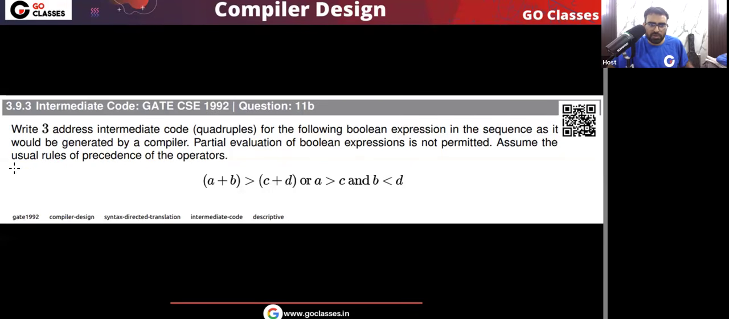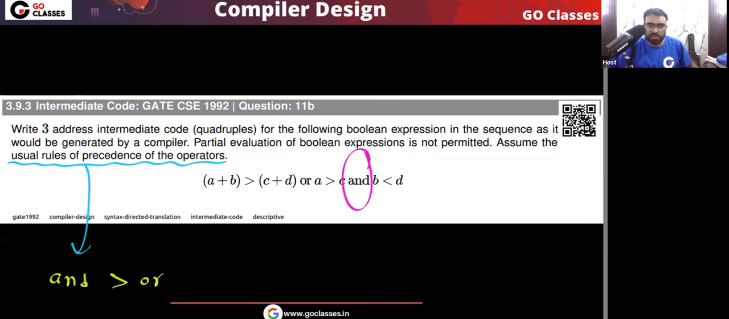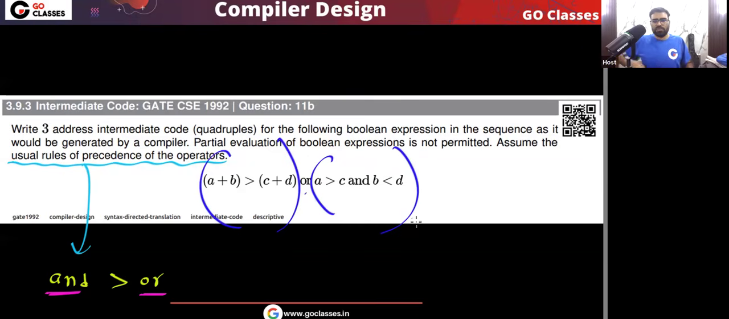So what does this line mean? Usual rules of precedence of operators. We already know that the AND operator has more priority than the OR operator. Notice here that we have an OR operator and also an AND operator. So tell me, first will you do this OR operator, or first this AND operator? First we will do the AND operator. This is what the question is saying, assume the usual rules for precedence of operators. We know that the AND operator has more priority than the OR operator. So this is what we will do, then we will do the OR. Is this clear? Very simple.